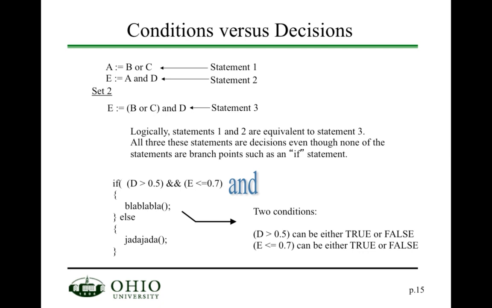So this is another example here. One thing is you can actually use proxies, but it's okay. Let's look at this particular if statement. Of course, D larger than 5 is a condition, which can be either true or false, so this is really one condition. And E smaller or equal to 0.7 is another condition. So if you call this condition A and this condition B, then this would really be more like if A and B.